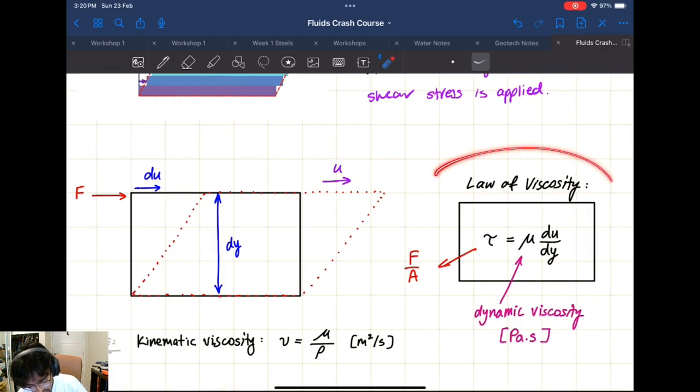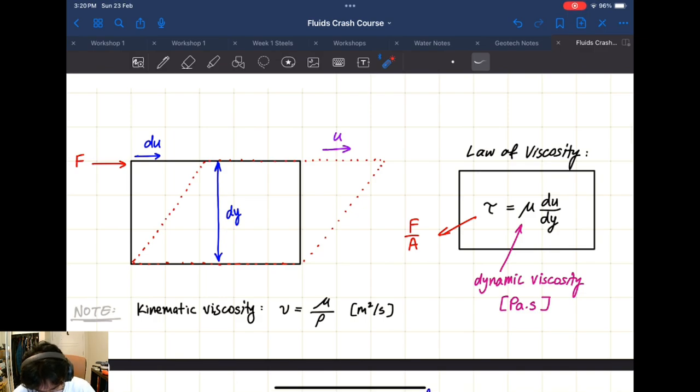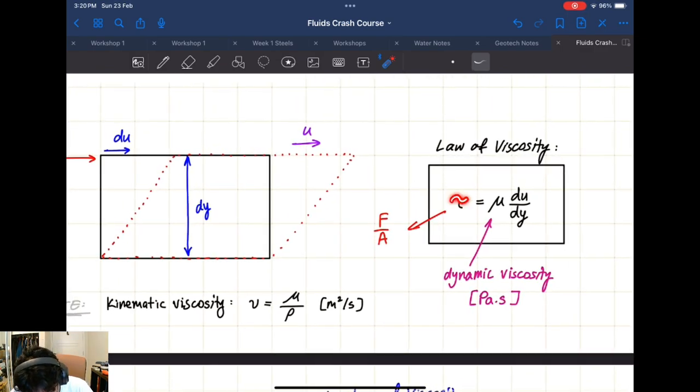So this is what we call the law of viscosity. After you apply the force, we know that it's going to be moving with some velocity u. So we can relate the velocity, the shear stress, the force, the shear area, all that, with viscosity. So this is our formula: shear stress is equal to our viscosity times du over dy.